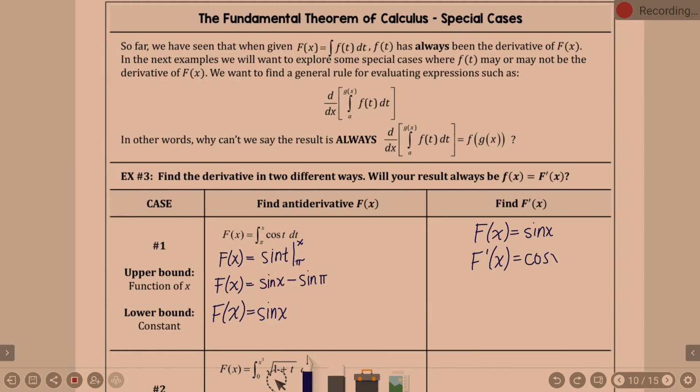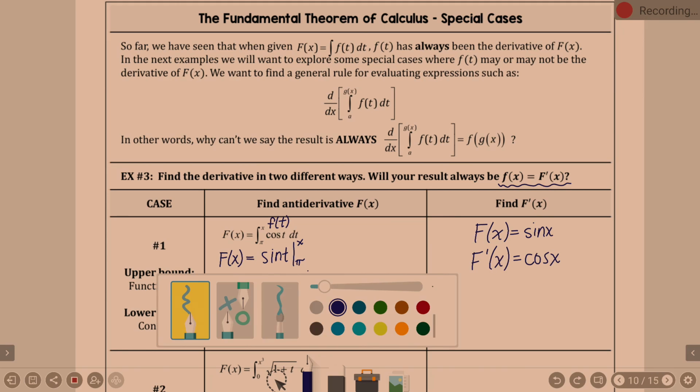Now, what are we checking? Does little f equal capital F prime? Now, where was little f? Little f was over here. Remember, the setup is always capital F equals the antiderivative of little f. Okay? So would you say no?